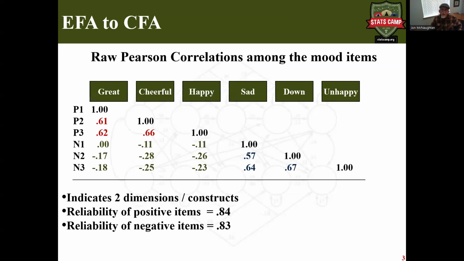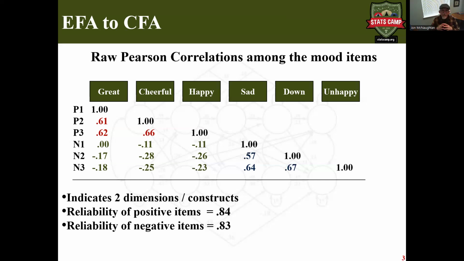So when we look at the raw correlations among these mood items, we see in these correlations clear structure, right? The 3 items that we think measure positive affect, great, cheerful, and happy, correlate with each other around 0.6, right? And then the 3 items that measure negative affect correlate with each other also around 0.6, and these positive manifolds of items give us a sense that, okay, we probably do have 2 things going on here, a positive affect construct and a negative affect construct.